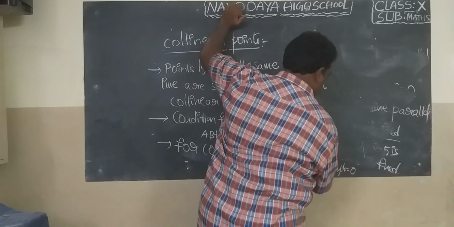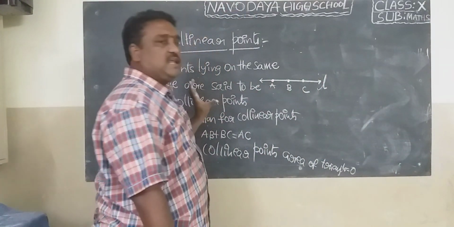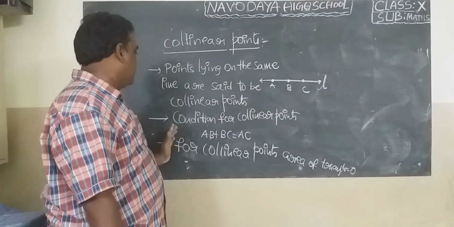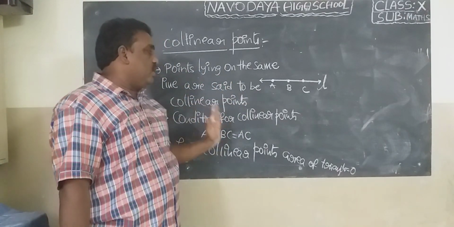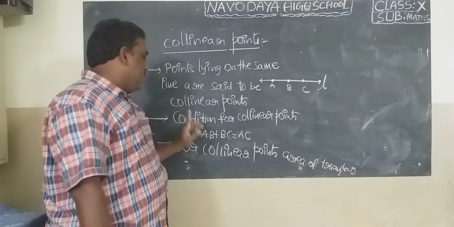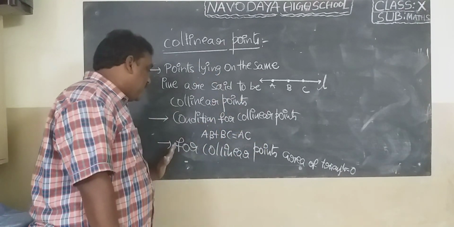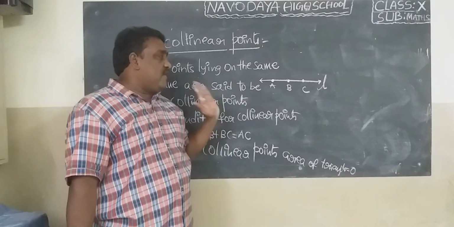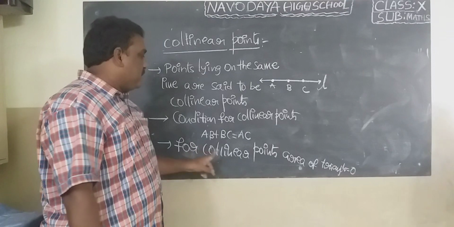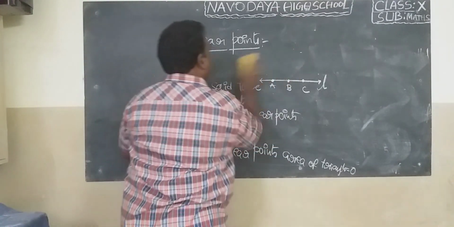First point, definition. What is the definition of collinear points? Points lying on the same line are said to be collinear points. What is the condition for collinear points? When three points are said to be collinear, AB plus BC equal to AC, general condition. What is the third point about collinear points? For collinear points there is no formation of triangle. For collinear points, area of the triangle equal to 0. What is non-collinear points?